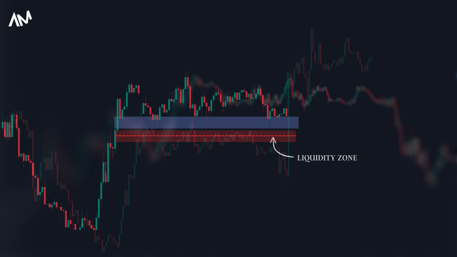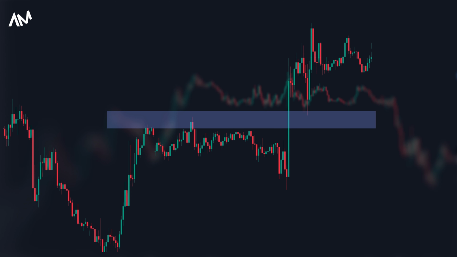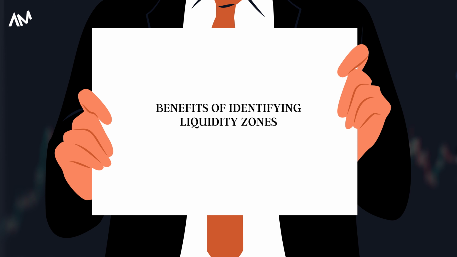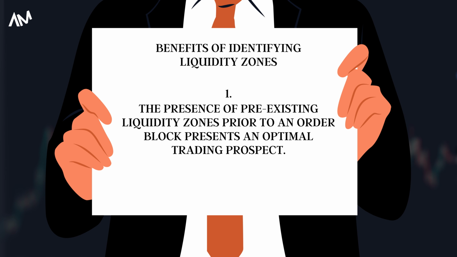Similarly, when the price reaches a major level of structure that has acted as both support and resistance multiple times, it creates a perfect trading opportunity. Grabbing liquidity in such scenarios enables the price trend to continue, which is highly desirable. In summary, identifying liquidity zones and understanding how they function is crucial to successful trading. The identification of liquidity zones on the chart offers several benefits for traders. Firstly, recognizing an existing liquidity zone before a demand or supply area provides a perfect trading opportunity as liquidity acts as fuel for the desired market movements.